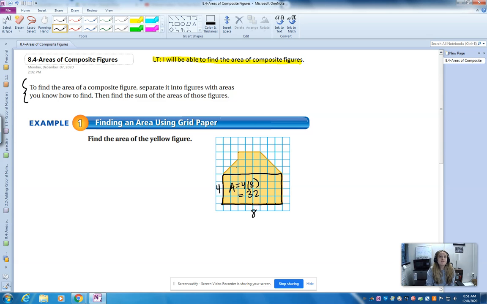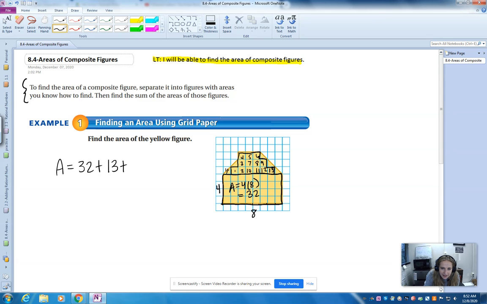Now up here, I'm just going to count all of the actual full squares. I'm not going to count the halves quite yet. So this will give me 1, 2, 3, 4, 5, 6, 7, 8, 9, 10, 11, 12, 13. So that is 13 units right there. So far for my area, I got 32, which is that big rectangle, plus 13, which is all the full squares up top. And now we need to count these halves.